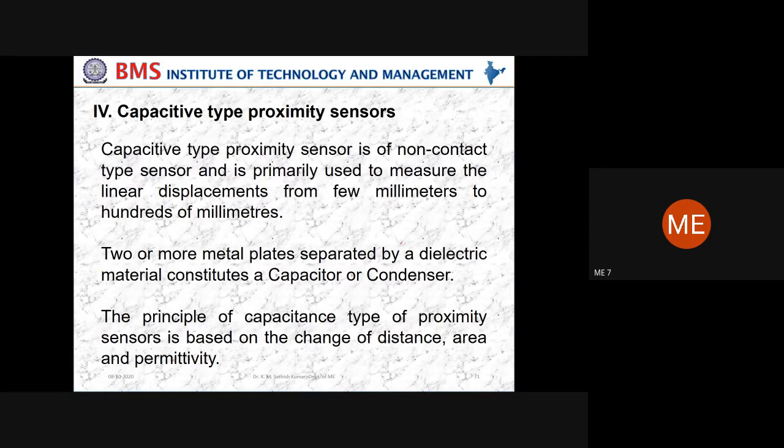Now the basic principle is going to be this. The basic principle is what? Now I will be having two different metal plates. Those two metal plates are separated by a dielectric material.